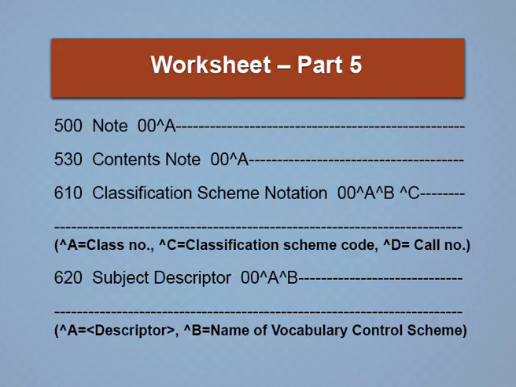Say 610 is classification scheme and 620 is the subject descriptor, A is the subject descriptor and B is the name of vocabulary control scheme. If you are taking the term from the Library of Congress subject heading list, you need to give the name in the subfield B.